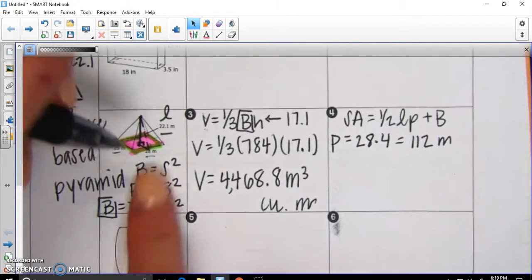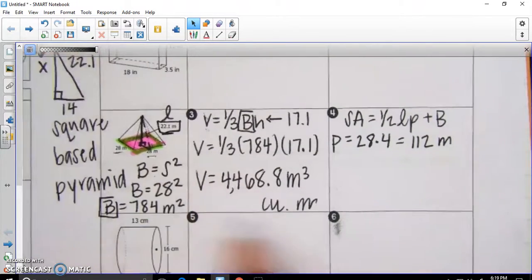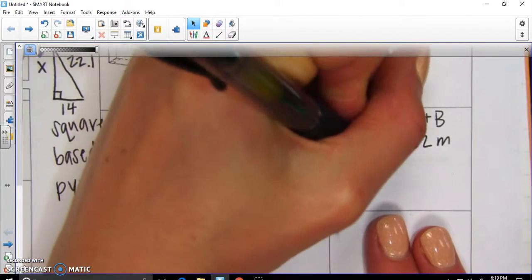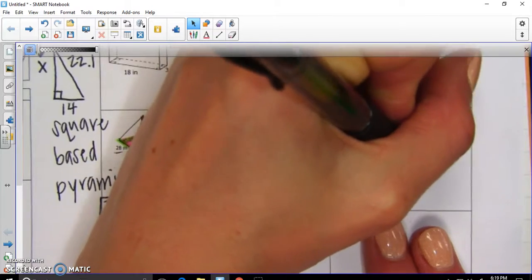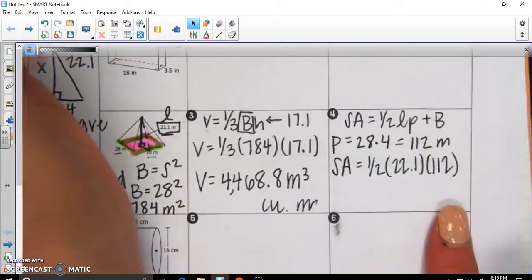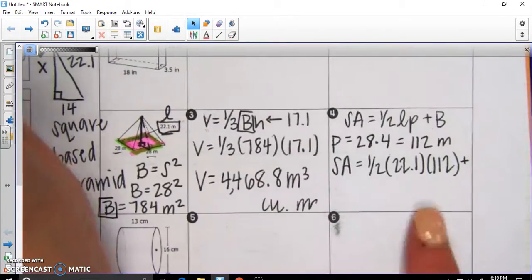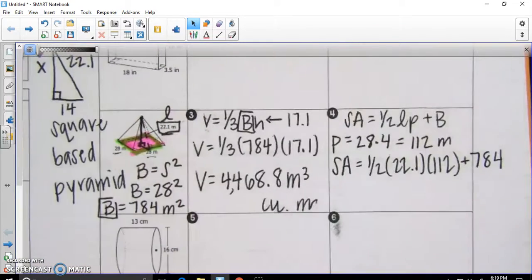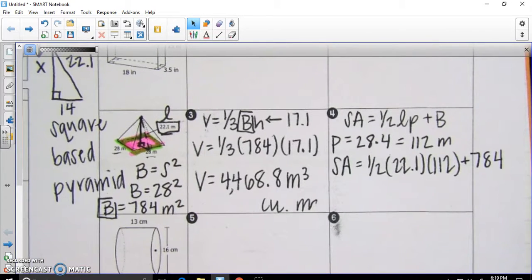All right, so slant height is 22.1. So let's plug in what we know to the formula. Surface area is 1/2 times 22.1 times the perimeter of 112 plus the base of 784. Okay, let's do some math. Plug in our calculator.